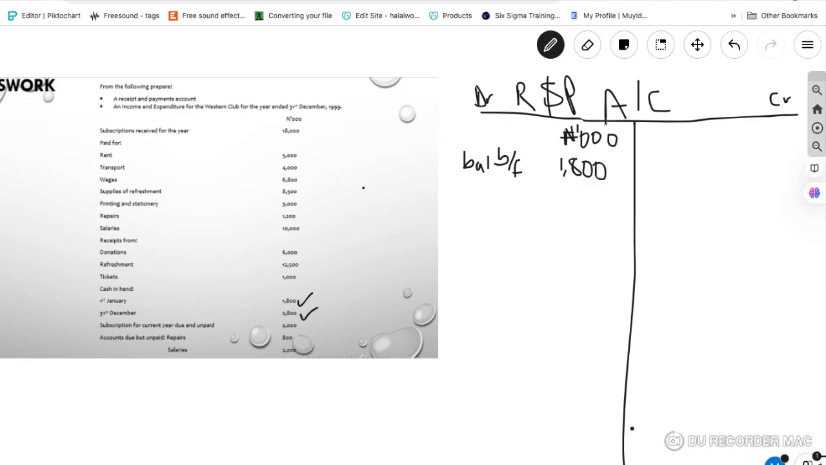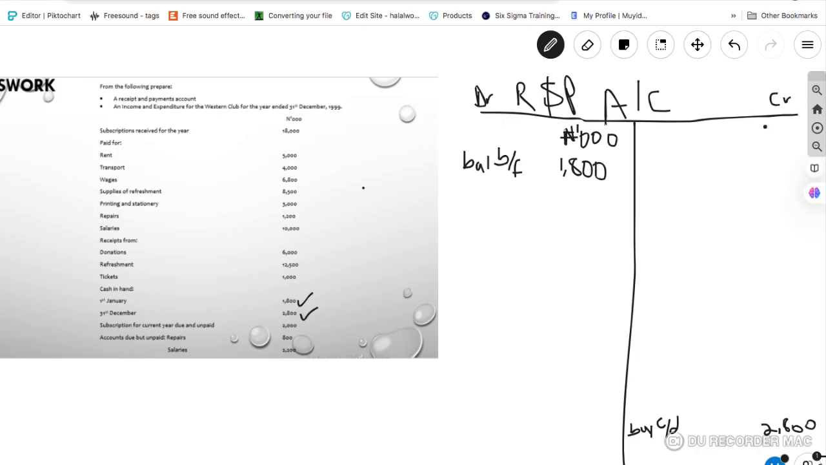So let us go ahead and put that here. Balance carried down, 2,800,000. We're going to get back to that later. Since we have a balance brought forward at the beginning, in this question we also have a balance carried down at the end. This means that this account is a self-balancing account, so we are no longer going to be calculating any balance carried down. So let us go ahead and do the posting.